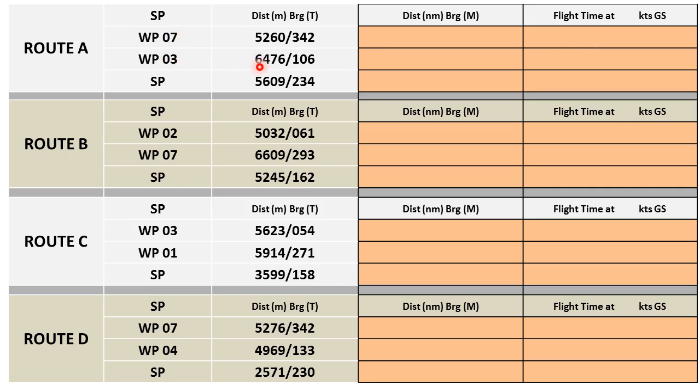And then fly 6,476 meters on a bearing of 106 degrees true, and obviously you'll be converting that information so the pilot can use it, for a specific time at a specific speed to try and find the location of waypoint 3, and then do the same to get back home. So each syndicate will be given a different route, and then you'll provide that information to the pilot and brief the pilot, and then actually fly the mission and take those photographs and annotate them.